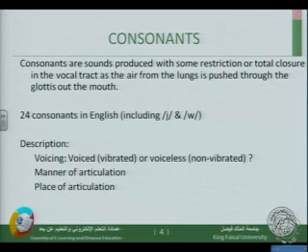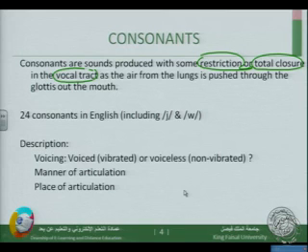Okay, let us start now by reading the following. Consonants are sounds produced with some restriction or total closure in the vocal tract as the air from the lungs is pushed through the glottis out to the mouth. إذن الكونسونانت عبارة عن أصوات with some restriction. شنو restriction؟ في هناك kind of restriction اللي هي عوائق or total closure، أو بيكون في هناك انغلاق تام في الvocal tract as the air from the lungs is pushed through the glottis out to the mouth.